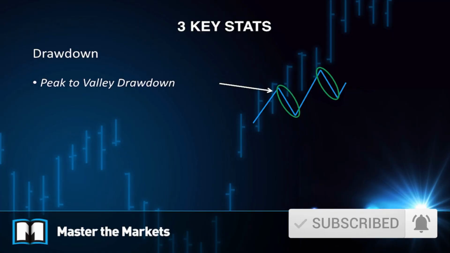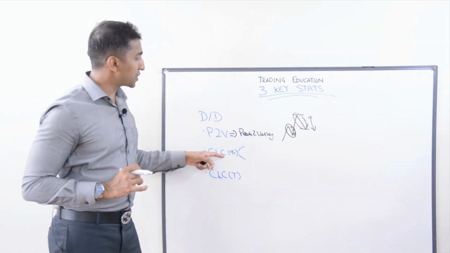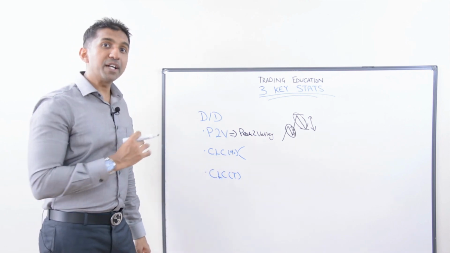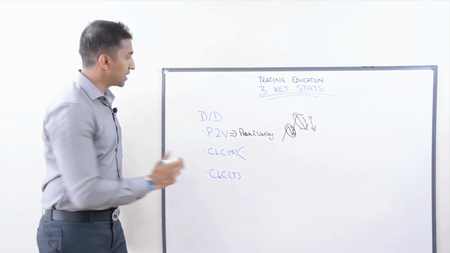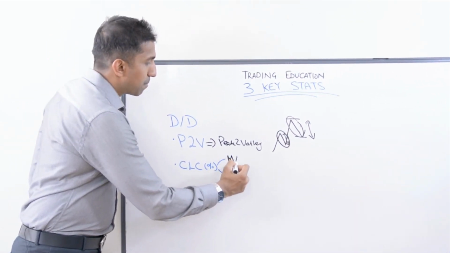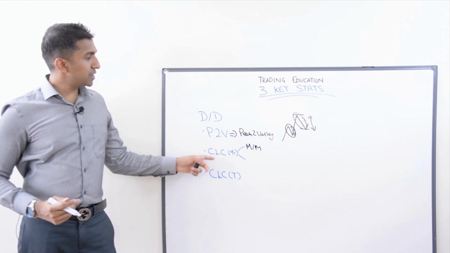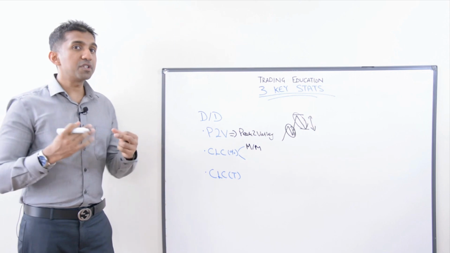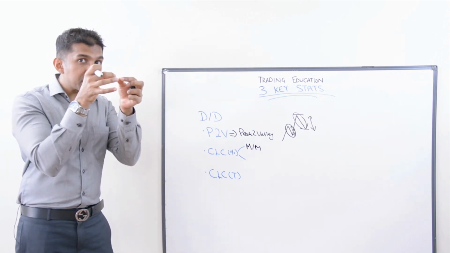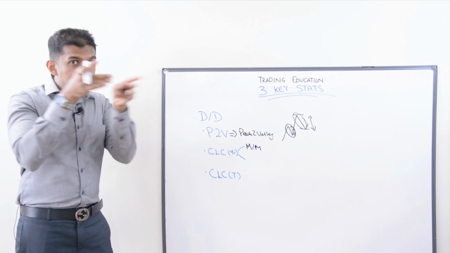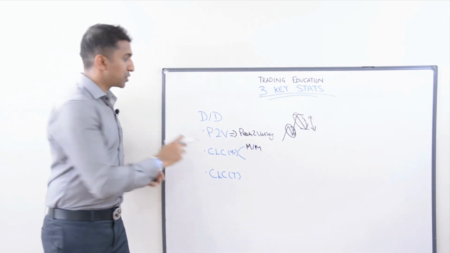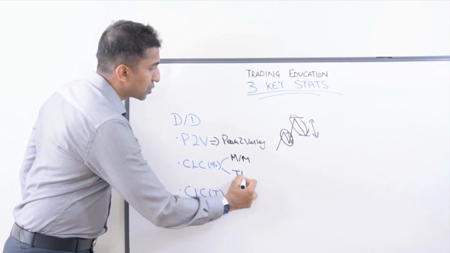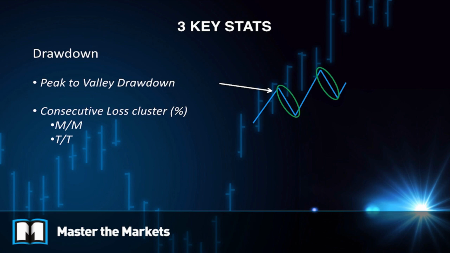Now, the next thing that you need to analyze is what we call the consecutive loss cluster in terms of percentages. And out of that, you need 2 subcategories. The first one is the month by month drawdown. What is the highest consecutive loss cluster month by month? Let's say for 3 months continuously, you had losses in a row, month by month. Then you add them up and see what is your highest consecutive loss cluster month by month.